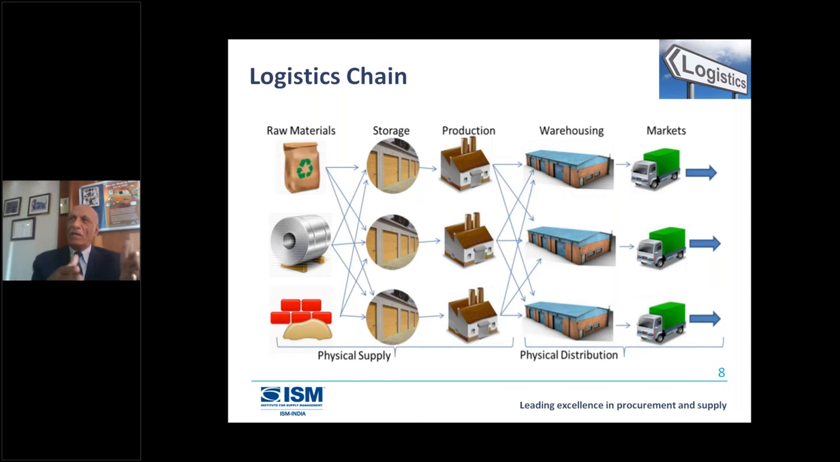So the logistic chain has got two components. One is the physical supply, that means supplying the goods till my factory production place, because within the factory also I'm having the work in progress. But once the goods are ready, it gets into the physical distribution.